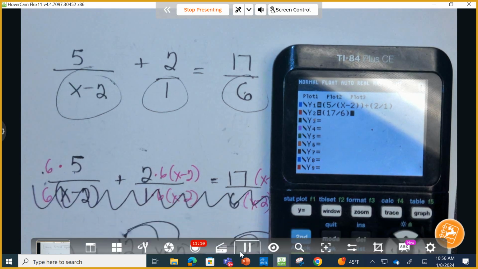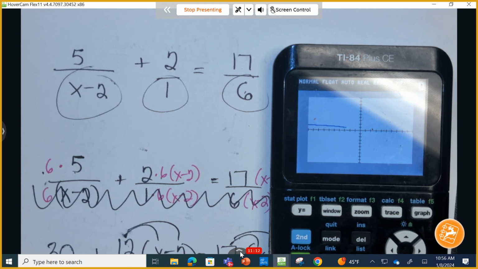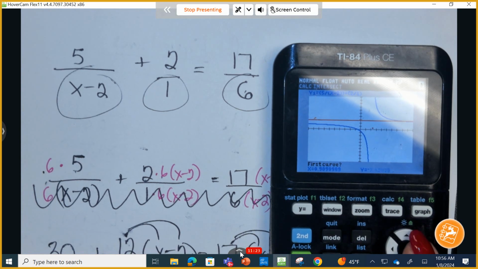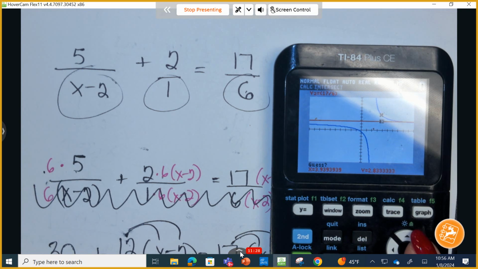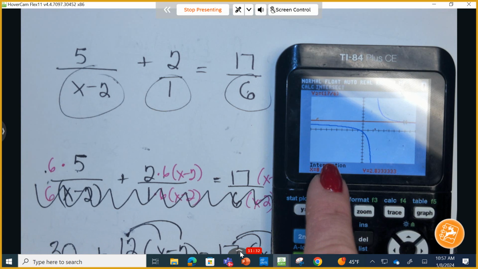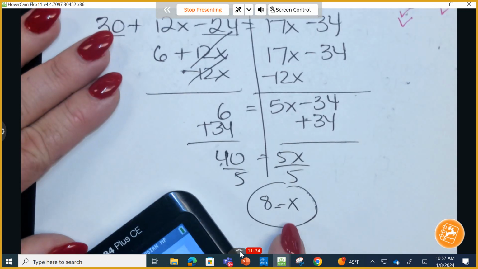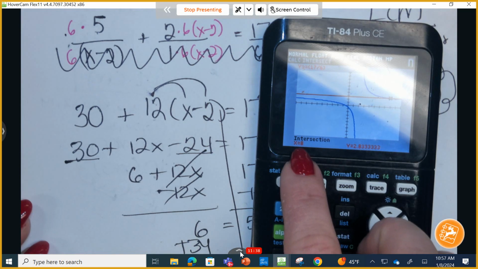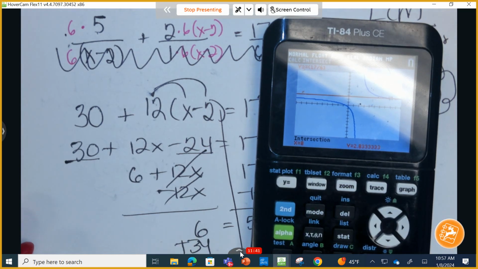Okay, so what I'm going to do now is I'm going to hit graph. Let's find out where they intersect. It looks like they're going to intersect right here. Second trace, intersect. And I'm going to move my cursor. And I'm going to do enter, enter, and enter. And I can see that it says intersect at 8. I thought the answer was 8 with the algebra that I provided you. And I'm able to now justify, yes, the correct answer is 8.